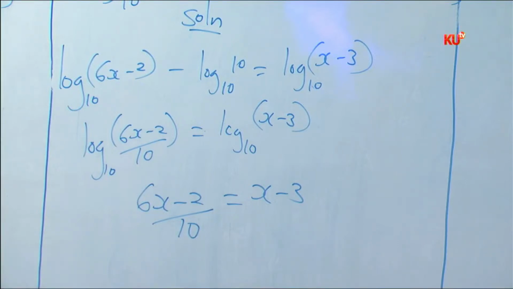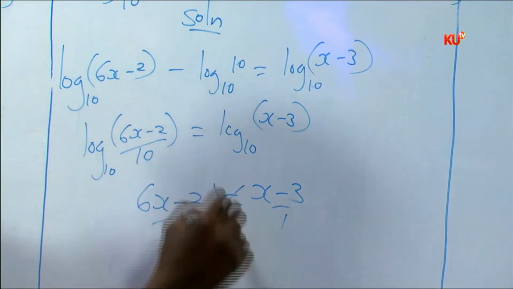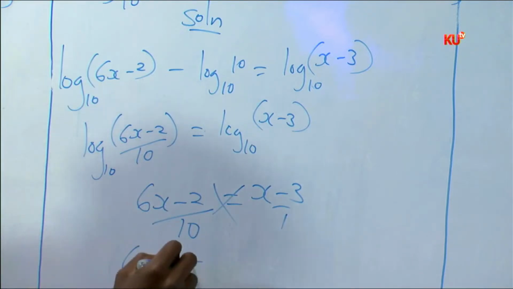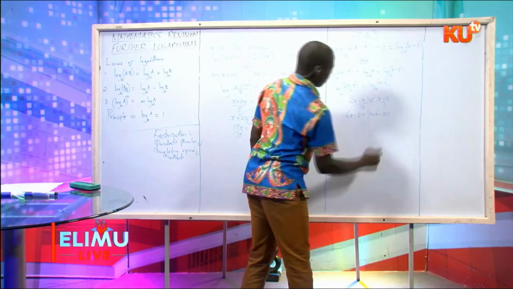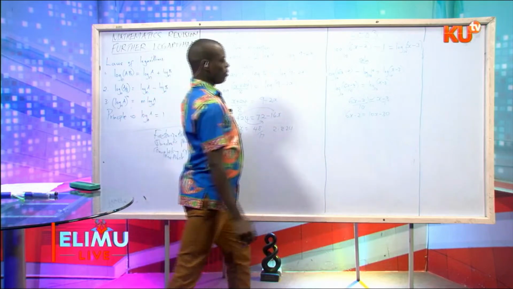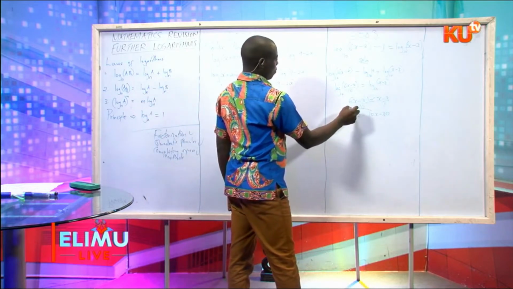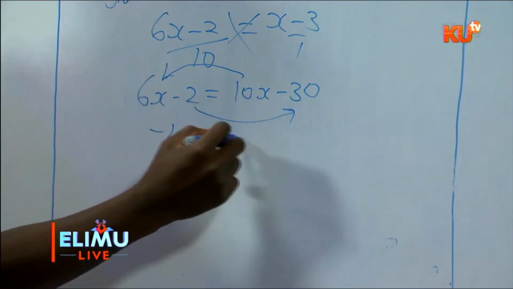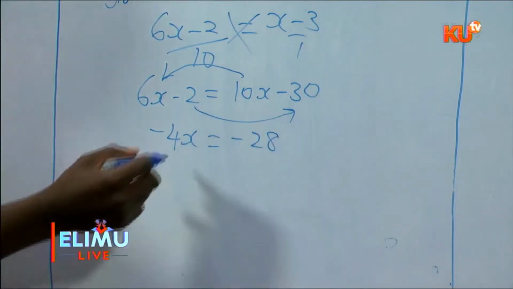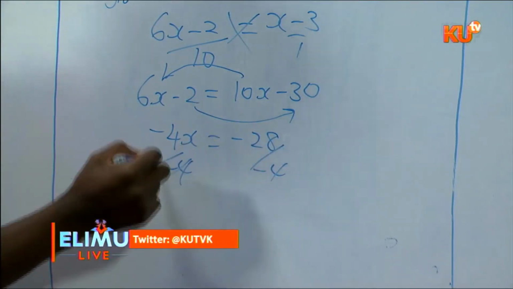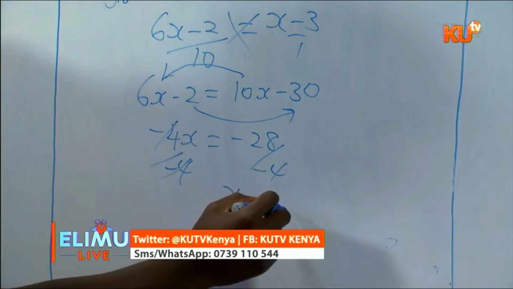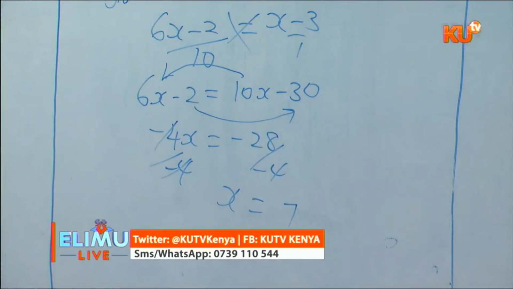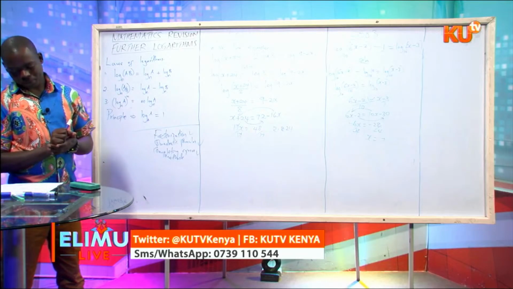So we do the cross multiplication, and so we have 6x less 2 equal to 10x less 30. And collect like terms. 10x to the left will be negative 4x. Negative 2 to the right will be negative 28. So you divide by negative 4, and your solution x will be positive 7. So that is the answer, and that should be 4 marks in 2003.